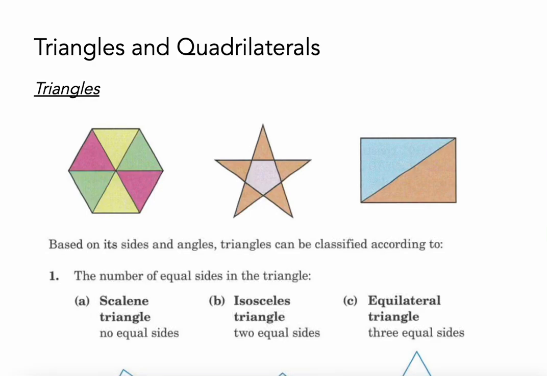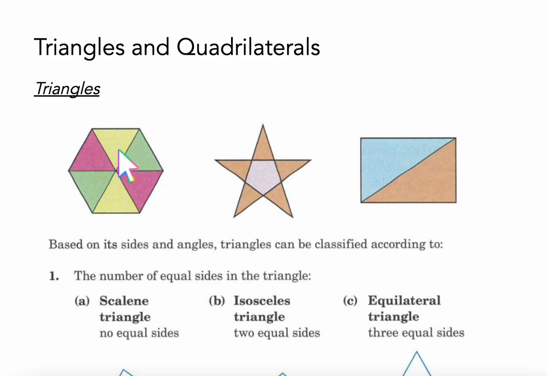Hi everyone, today we are going to talk about triangles and quadrilaterals. They are specific shapes. So we're moving on from angles to talk about shapes now, two-dimensional shapes. And we're first going to start off by talking about triangles and the different types of triangles.